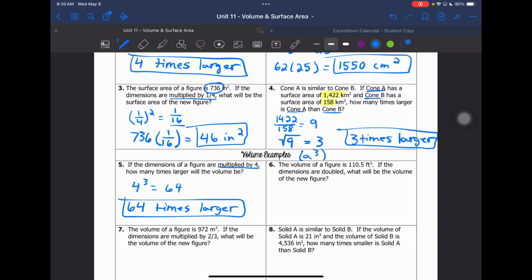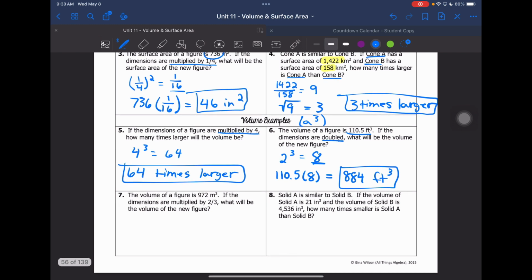Number 6 says the volume of a figure is 110.5 feet cubed. If the dimensions are doubled, what will be the volume of the new figure? So doubled means multiply by 2, so we would take 2 cubed, that's 8. We're going to take this original volume and multiply that times this number, 8, to find out what the answer is. 110.5 times 8 is 884 feet cubed.